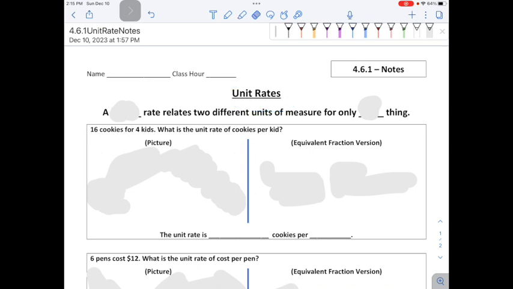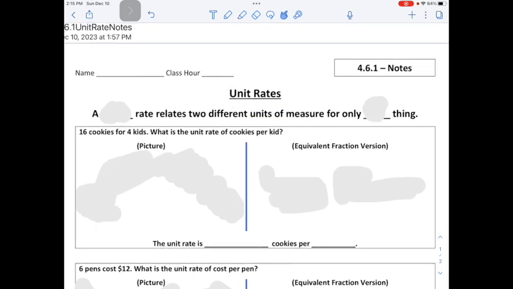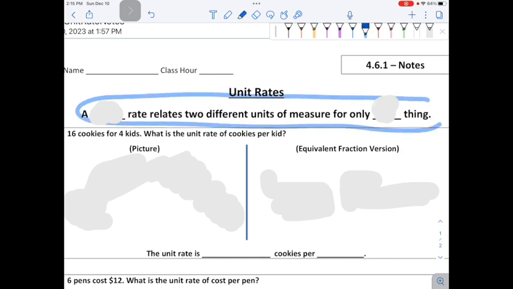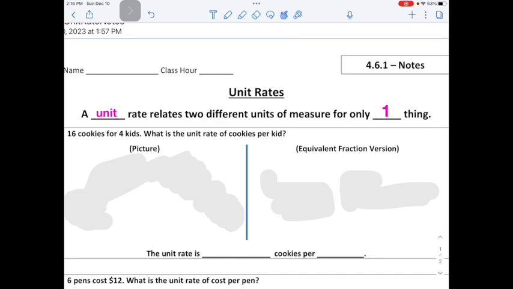Before we jump right into some examples, we're going to talk about what a unit rate is. Up on top, there's one sentence here. It says a unit rate, make sure you copy down that pink word, relates two different units of measure for only one thing. Make sure you write down the number 1. We're going to be told about multiple somethings, and we're going to have to find out how much for just one of something. That sounds complicated. Let's go into an example so maybe it makes a little more sense to you.